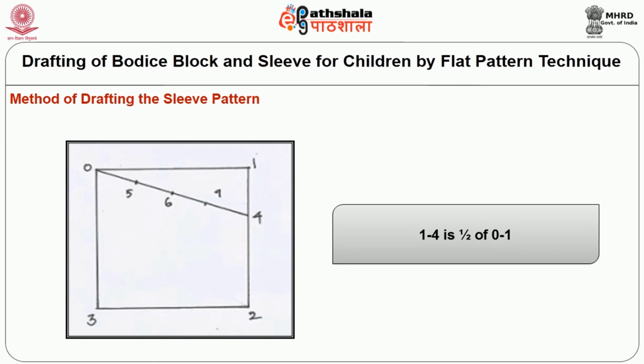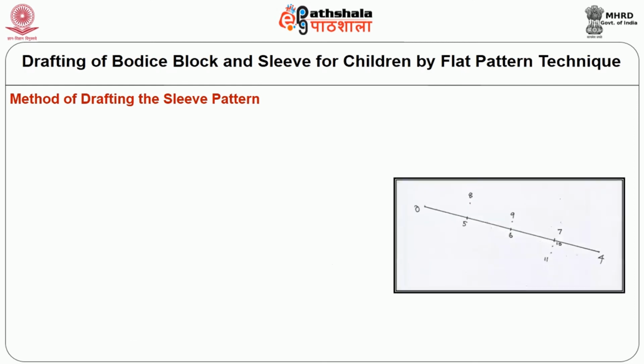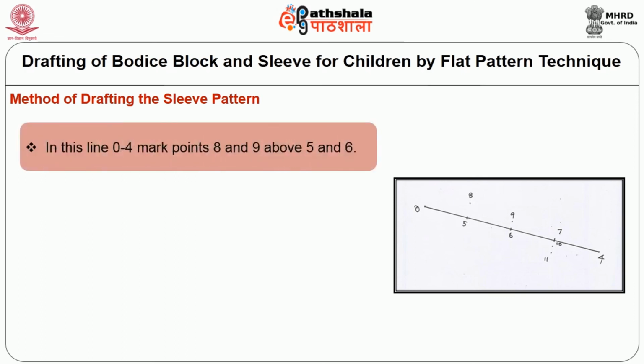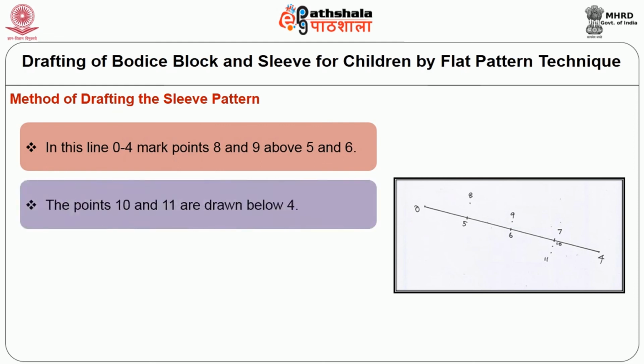Connect 0 to 4 as shown. Divide line into 4 equal parts and mark 5, 6, 7 as shown. I am going to show the 0 to 4 line alone for a clearer understanding. In this line 0 to 4, mark points 8 and 9 above 5 and 6. The points 10 and 11 are drawn below 4.